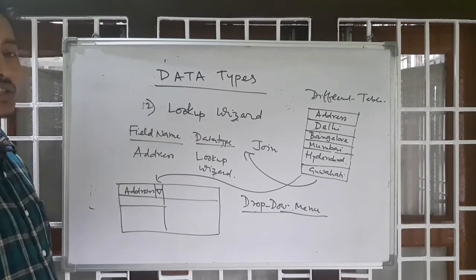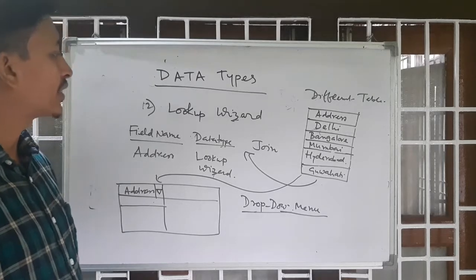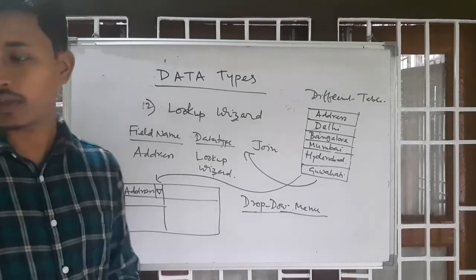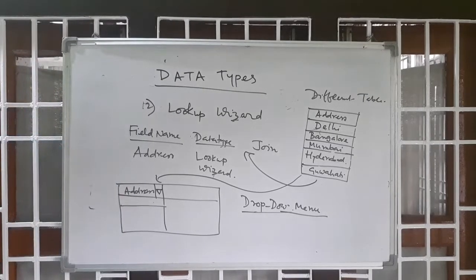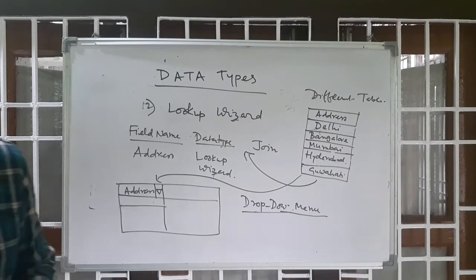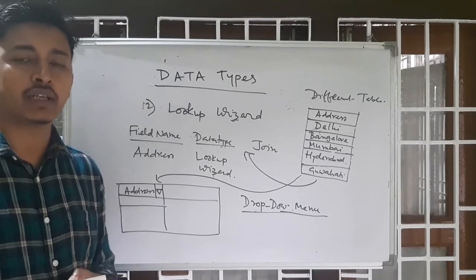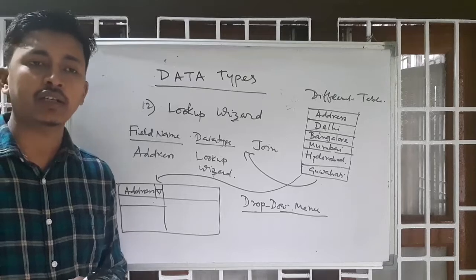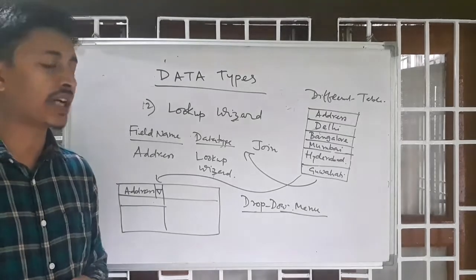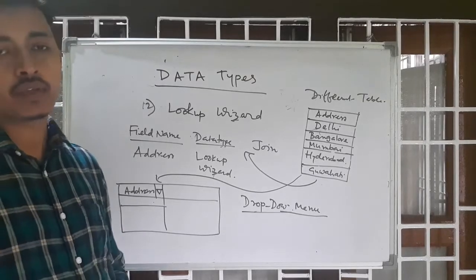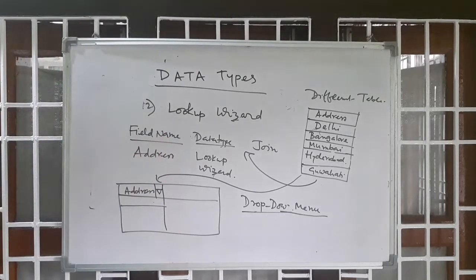In the practical session, you will learn how to create lookup wizard. In your book, there is a page, you can see page number 180. You can see how to create a lookup wizard field. The steps are given here. You just see the steps and try it at your home. If you have any problem, then you can ask me.